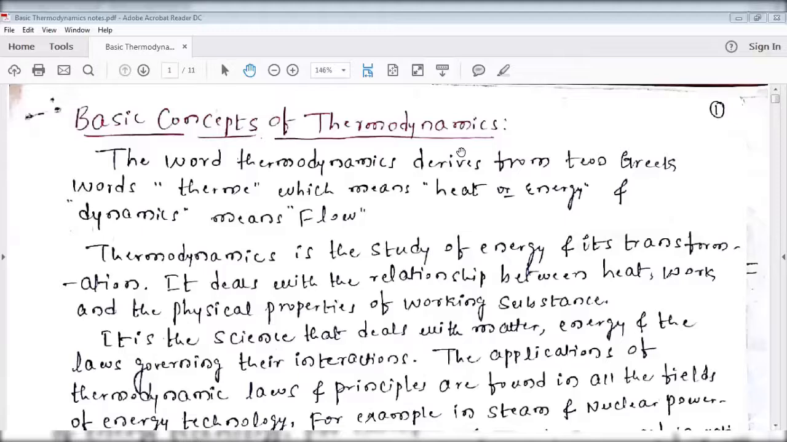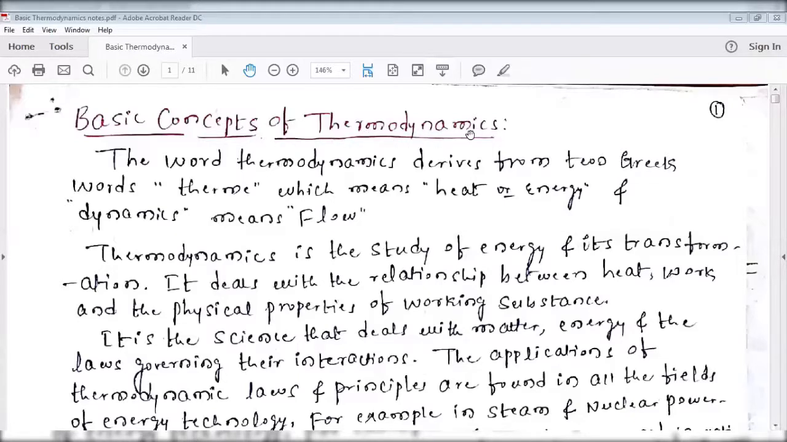After that, study laws of thermodynamics. In that laws of thermodynamics, we are going to study zeroth law, first law of thermodynamics, second law of thermodynamics, and third law of thermodynamics. Okay. In detail, we study next. First, we are going to study what is thermodynamics.